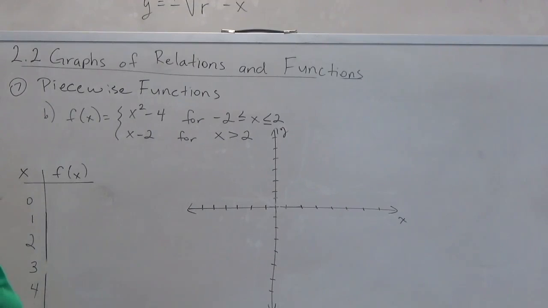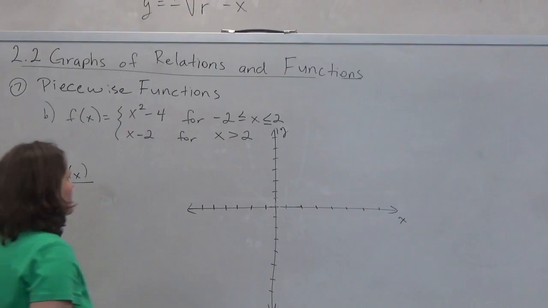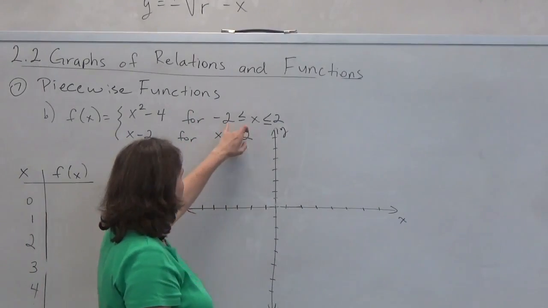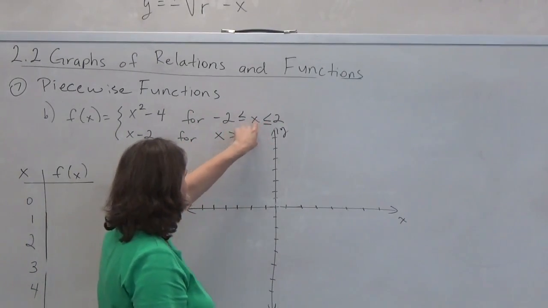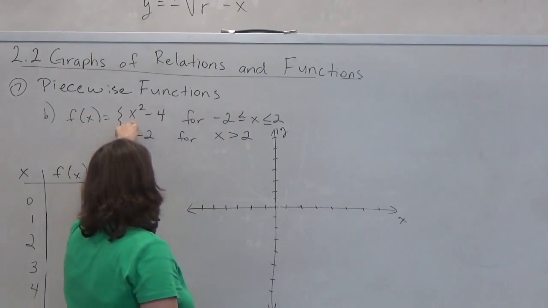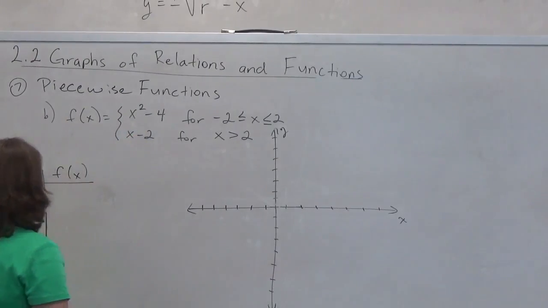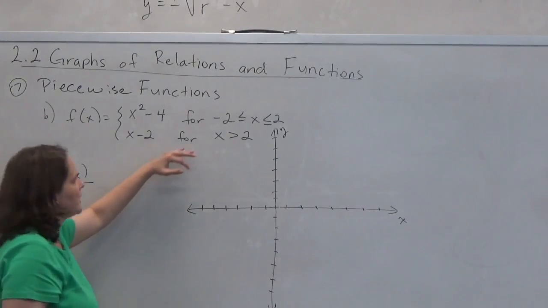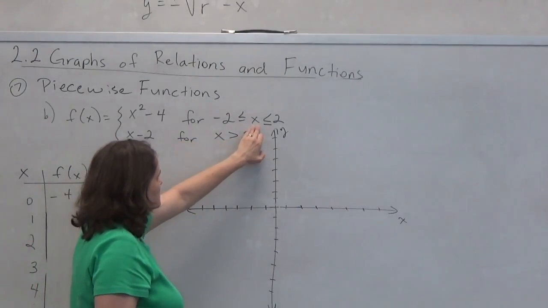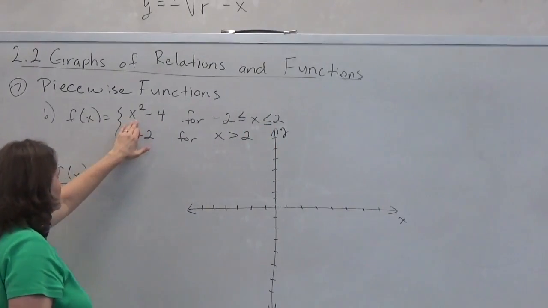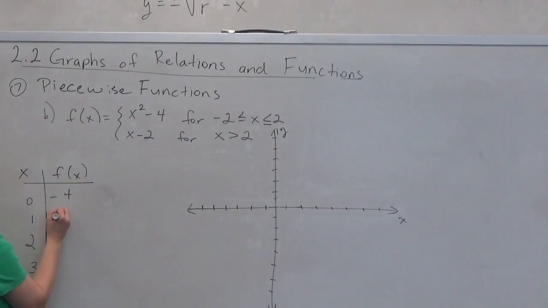So when x equals 0, am I in the top or am I in the bottom? Well, 0 is between -2 and +2, so I need to be in the top. I put 0 here for x, I square it and subtract 4, so my y value is -4. When x equals 1, that's still up here because 1 is still less than 2. 1 squared minus 4 gives me -3 for my y value.